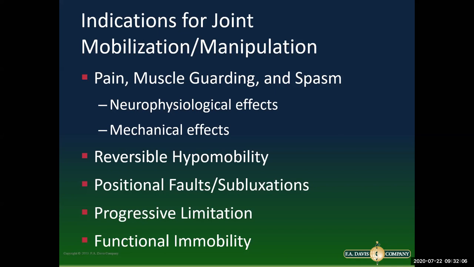Progressive limitations, where they're starting slowly but surely declining, such as ALS or muscular dystrophy, again, within reason and within the PT guidelines, we might mobilize those joints in order to keep that progressive limitation from getting totally worse. And then functional immobility, where maybe the problem's not that it's all joint capsule. Maybe they just don't have nerves going to that muscle anymore to move that shoulder. So now that would be a functional one. Yeah, Dylan, right? It'd be interesting to see if that would work.